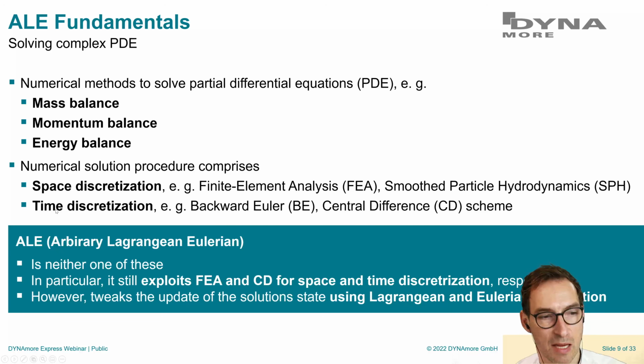The second step is then the time discretization. So we decompose our whole process in time, and this can be done by backward Euler, central difference schemes, whatever. There are many schemes out there, and these two discretization steps, space discretization and time discretization, rearrange your equation in such a way that you can solve it by a computer, by using a numerical solution procedure. Okay, and what is now the ALE method doing?